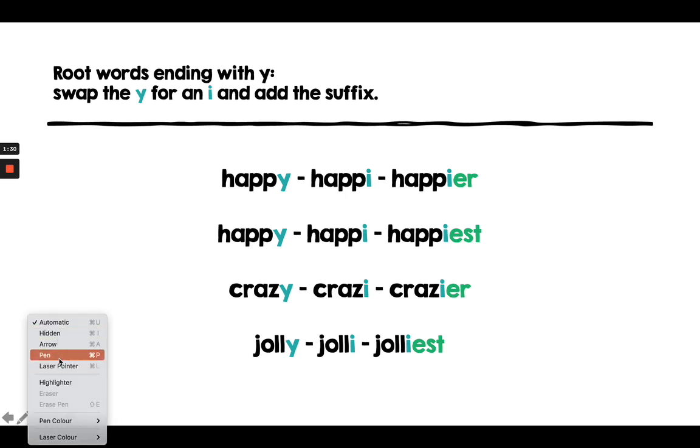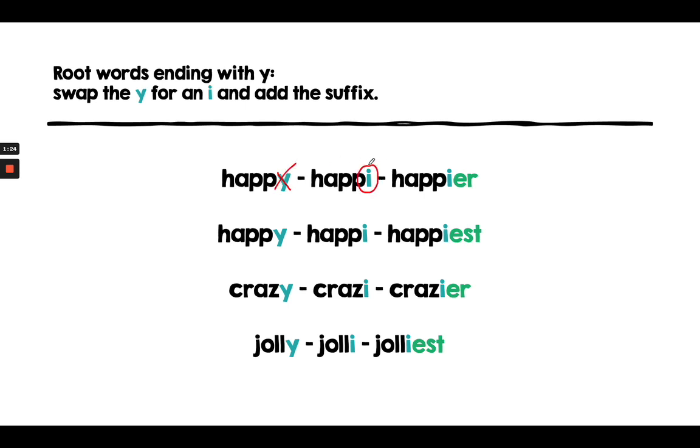All right, you get the Y, you get rid of it, swap the Y for an I, and then add the suffix er. So happy is spelled H-A-P-P-Y, but happier is spelled H-A-P-P-I-E-R. Okay, because we swapped the Y for an I and then added the suffix. Okay, and it goes the same way for adding the suffix est. Okay. So I would swap the Y for an I and then add the suffix est, okay? Same with the root words crazy and jolly, okay? You start by swapping the Y for an I and then adding the suffix, okay?